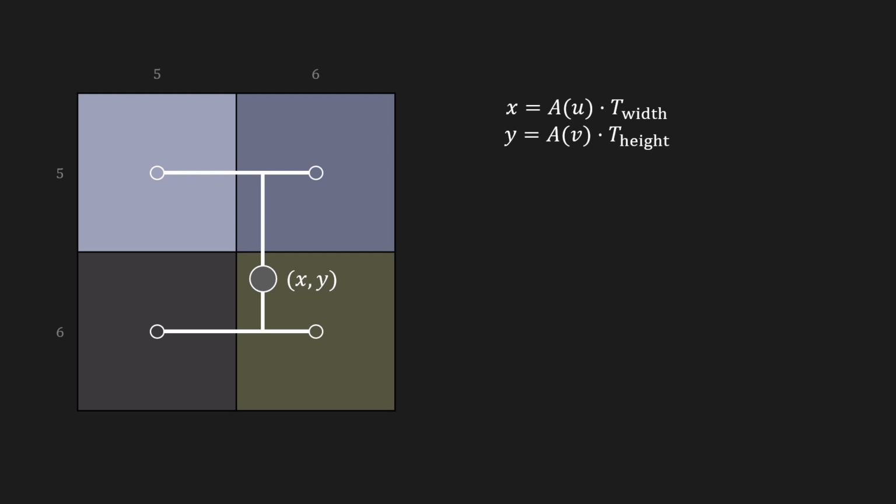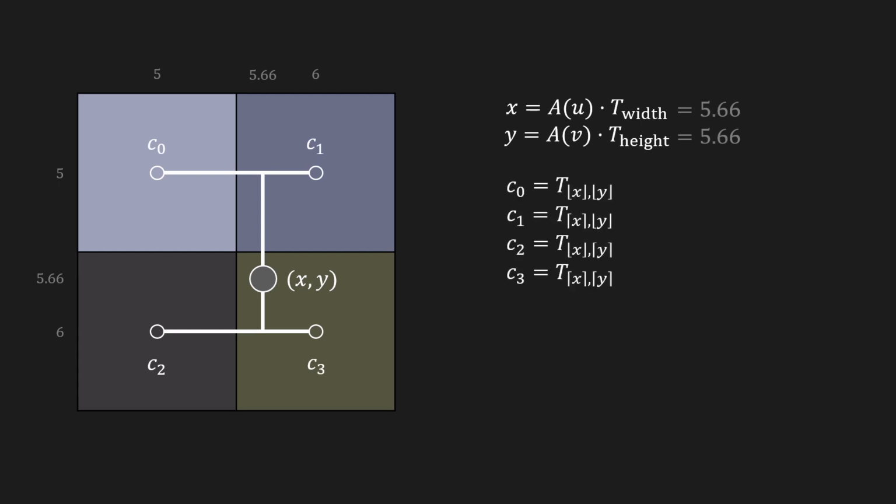In this case, the x and y coordinate happen to be equal to 5.66. The next thing we have to do is figure out the colors of these four texels, and we can do it using these four formulas.